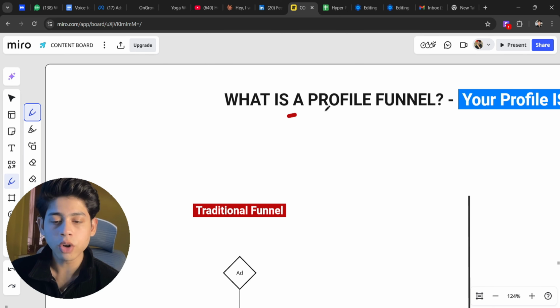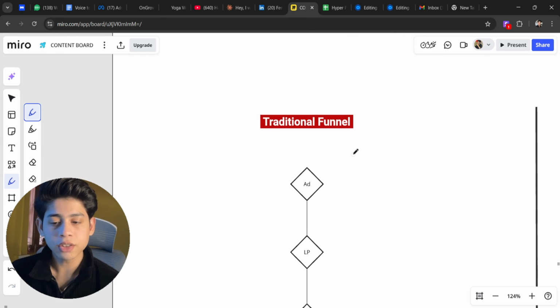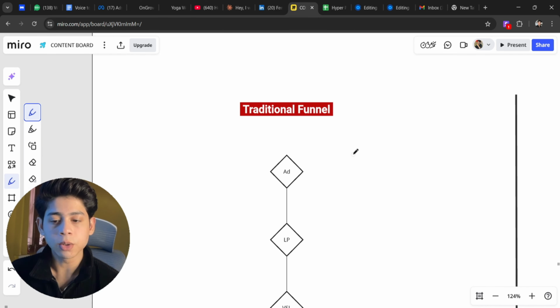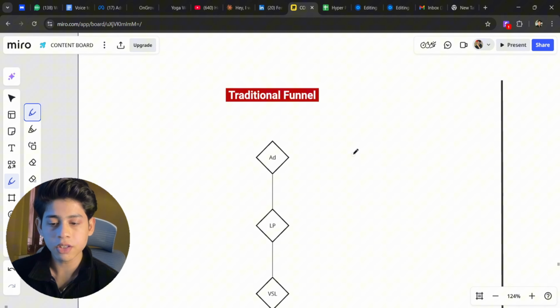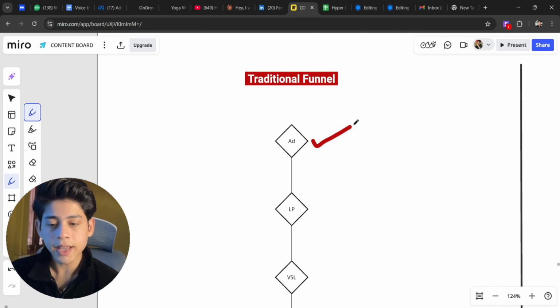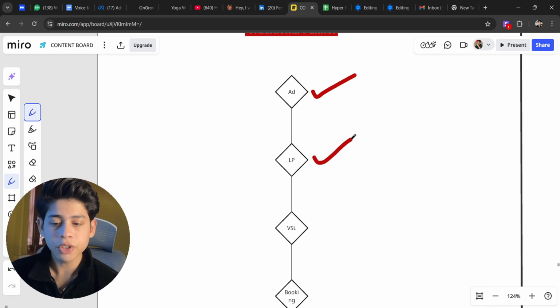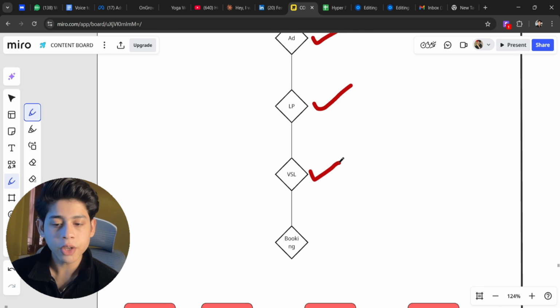So let me first tell you what actually the profile funnel is and where most of the people get this wrong. So let's talk about what the traditional funnel is. This is the approach that other agencies and marketers teach you. Here we run the ads, we drive traffic to the landing page, and we show the VSL, which is a video sales letter.